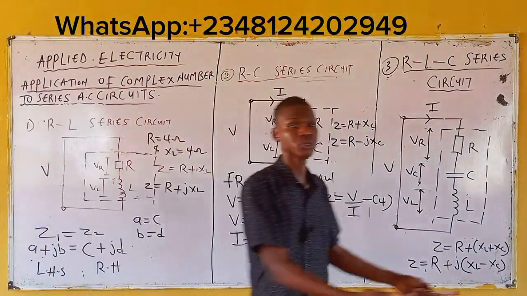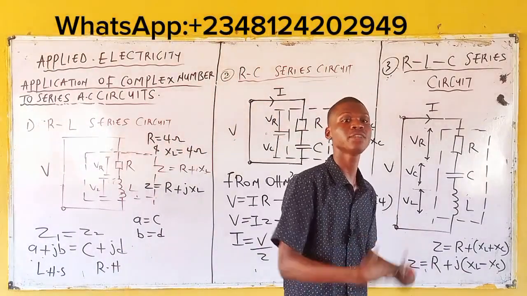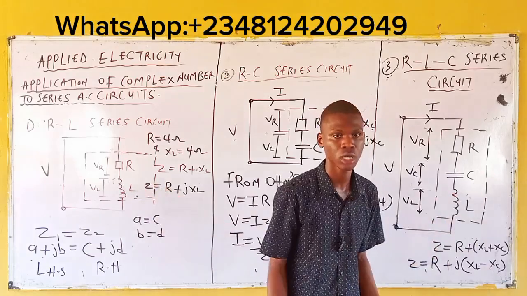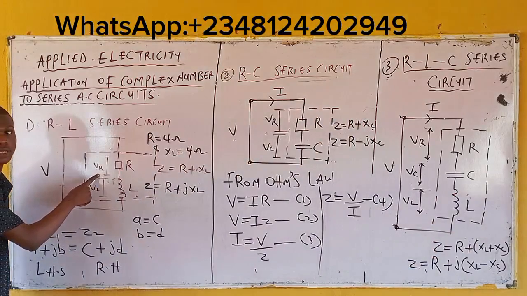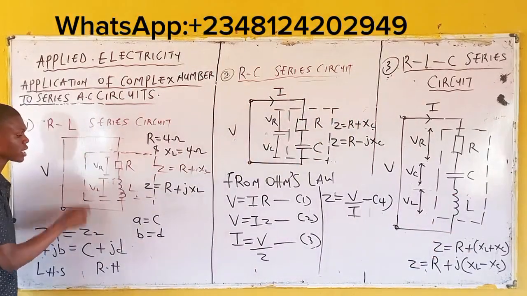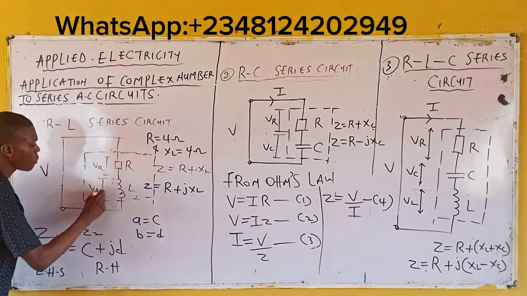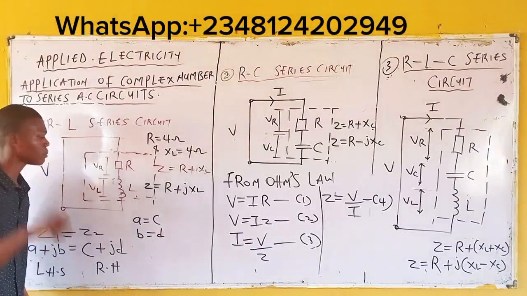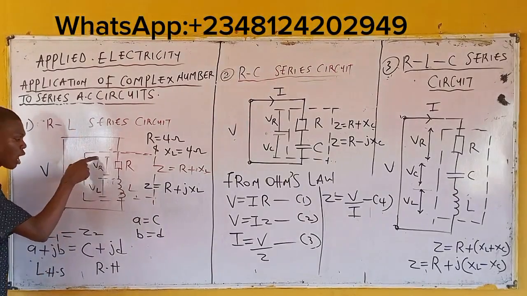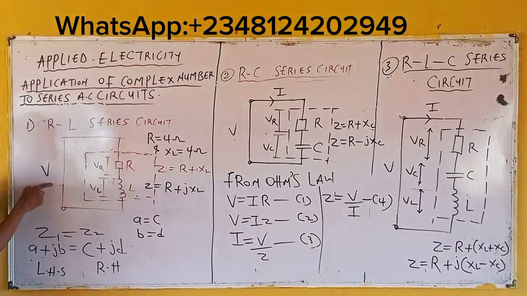Let's say R is defined to be 6 ohms. The question will just say calculate the voltage across the 6 ohm resistor. What it means is that you have to calculate VR. Similarly, the question might say calculate the current passing through this inductance. But have it in mind that the summation of VR and this will give you this voltage.